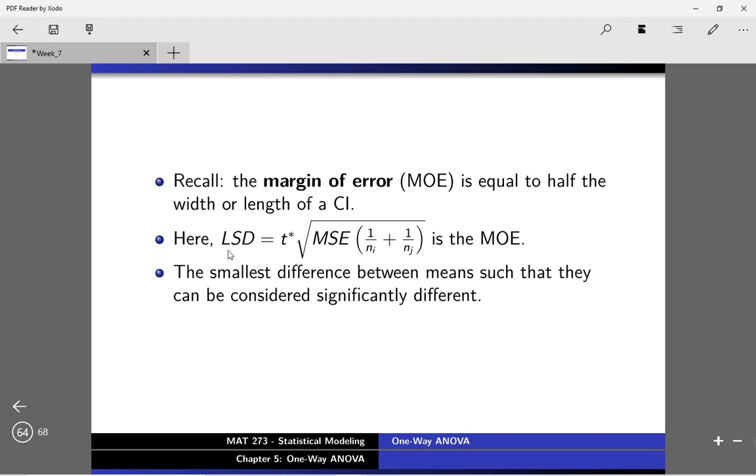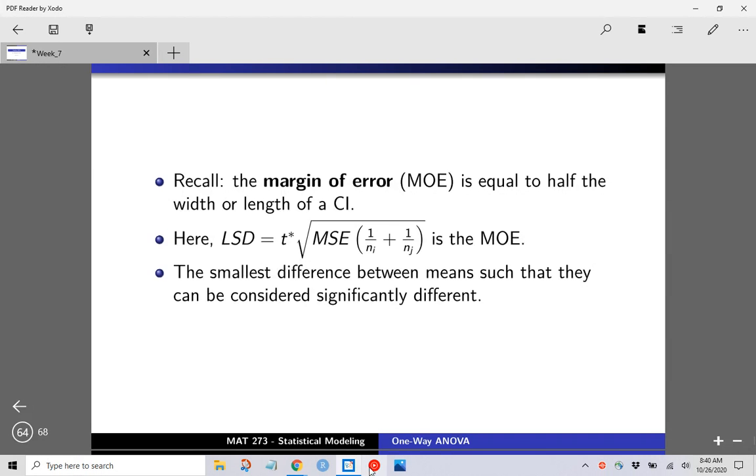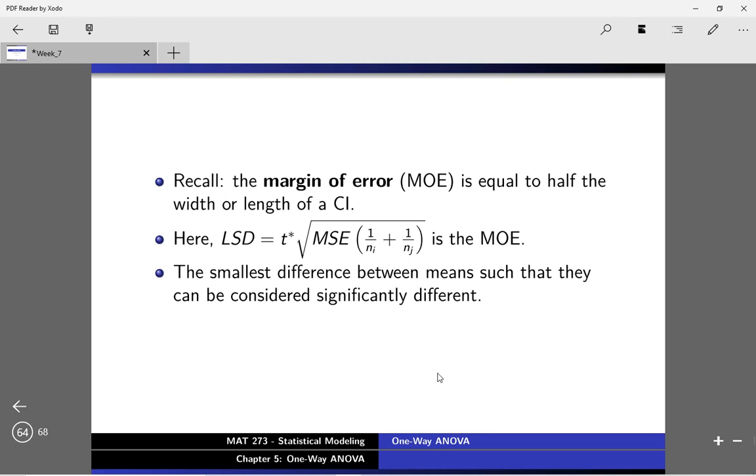Okay, and as I mentioned, that term to the right, the t-star times the square root of the MSE times the sample sizes here, is the margin of error term. And actually for Fisher's LSD, this represents the smallest difference between the group means such that they can be considered significantly different. That's how that's interpreted here.